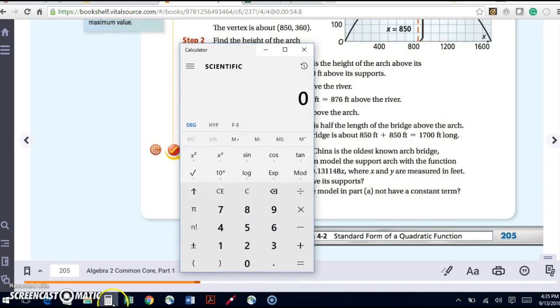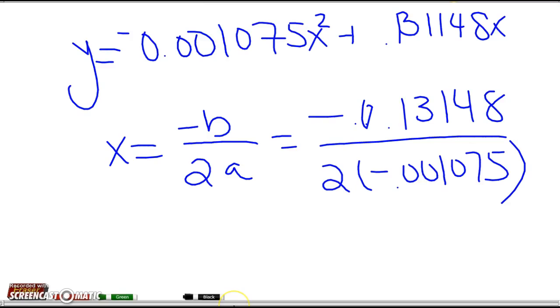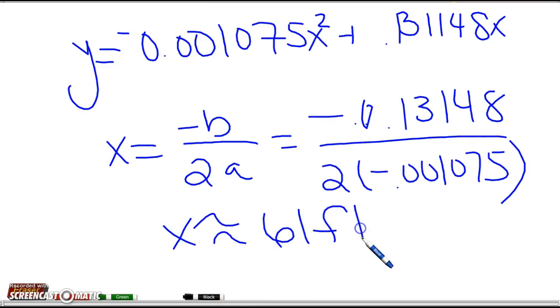A negative divided by a negative times a positive, so I'm going to go ahead and not put those negatives and positives in. So I get 0.131148 divided by 2 times 0.001075. And I get 60.999. I'm going to round up to 61. So x is around 61 feet.